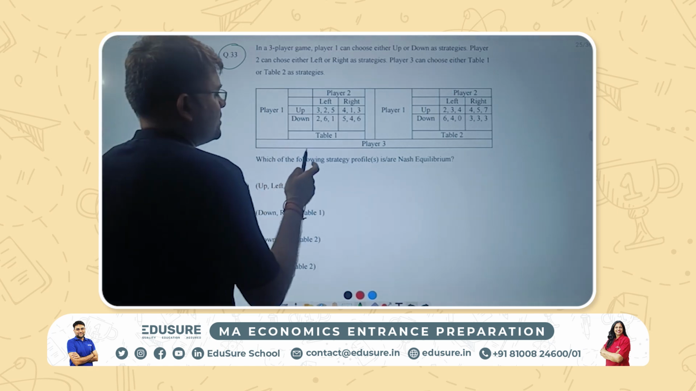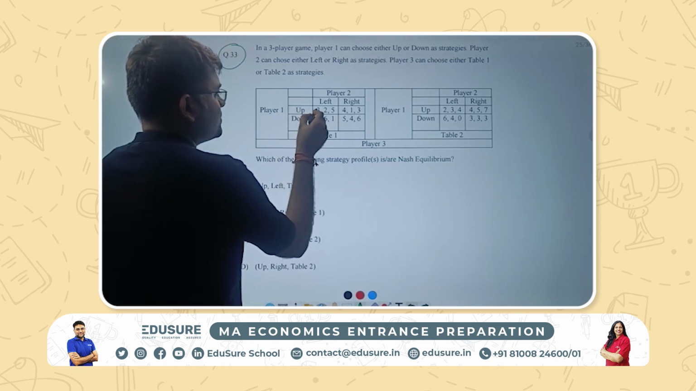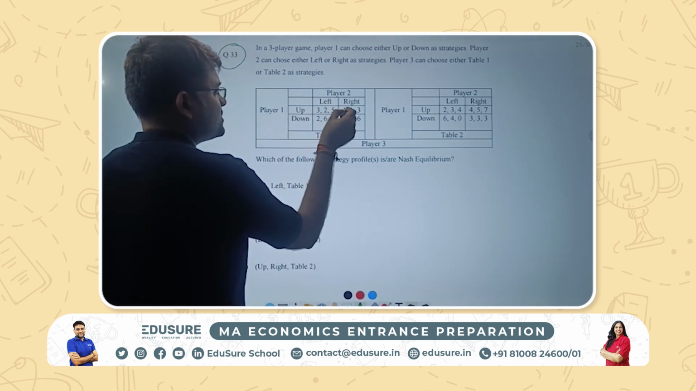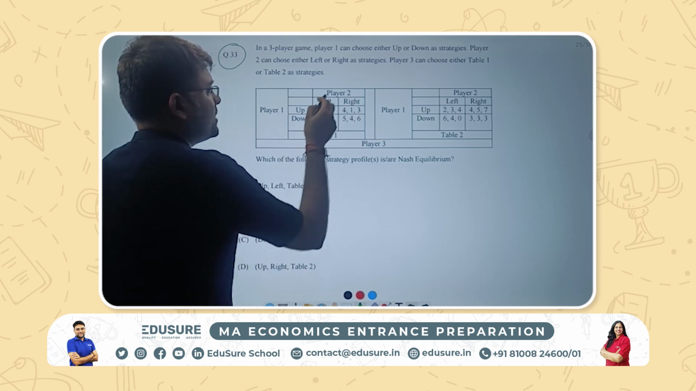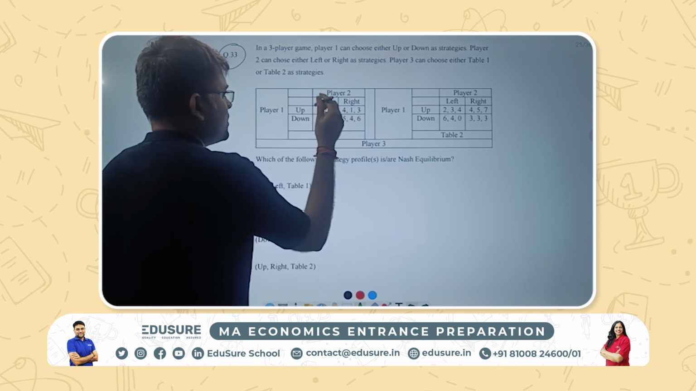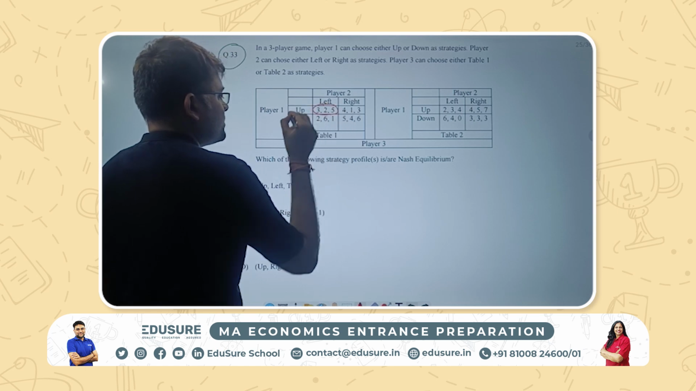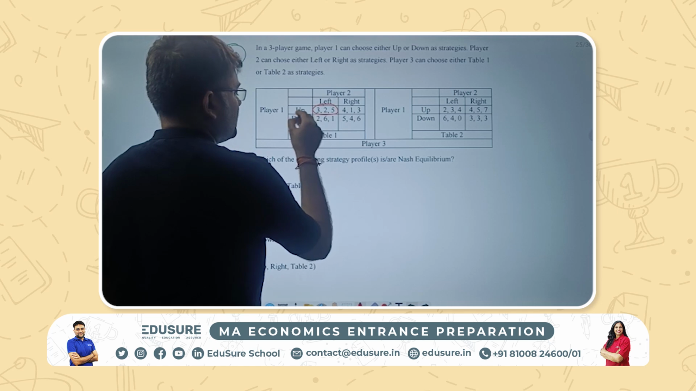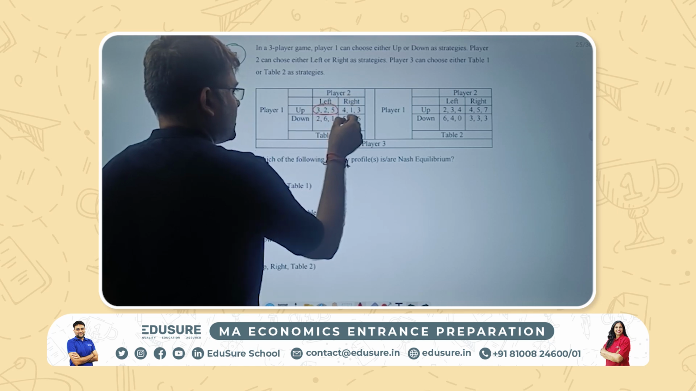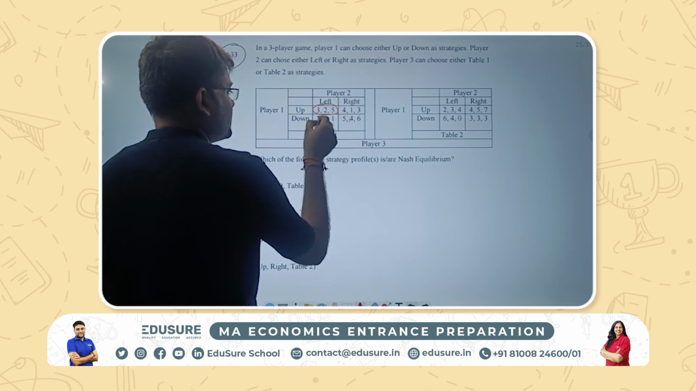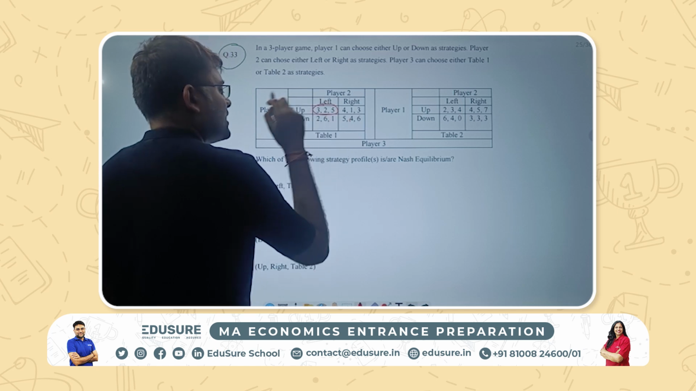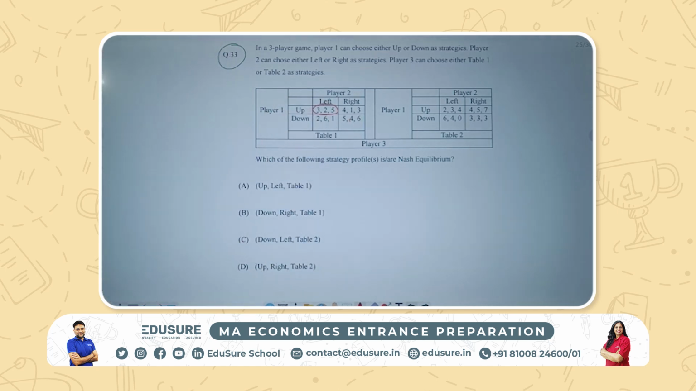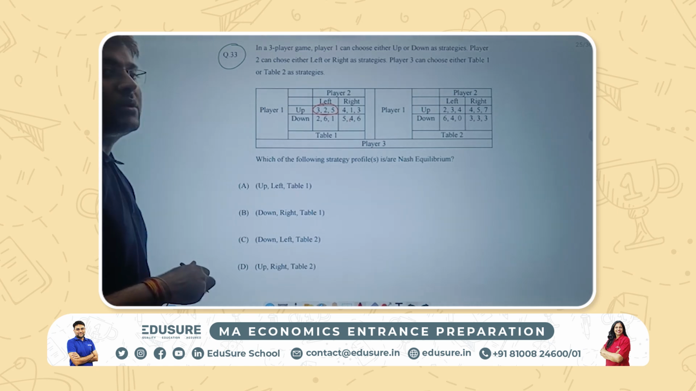So for table 1, if player 1 plays up, player 2 will play left because 2 is greater than 1. Player 2 will play left, so player 1 should play up. So up left is one of the Nash equilibria. Down, left, left up. Okay, right, down, down, left, left up. So it has only one Nash equilibrium. Okay, 3, 2 and 5. 5 is the outcome of player 3.